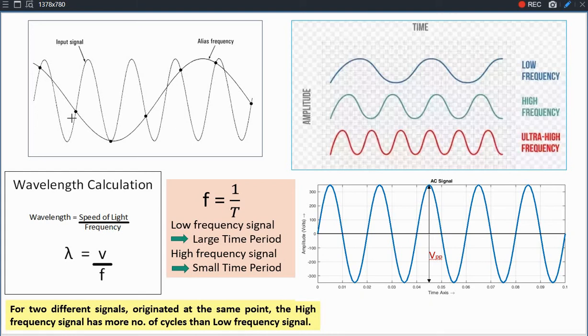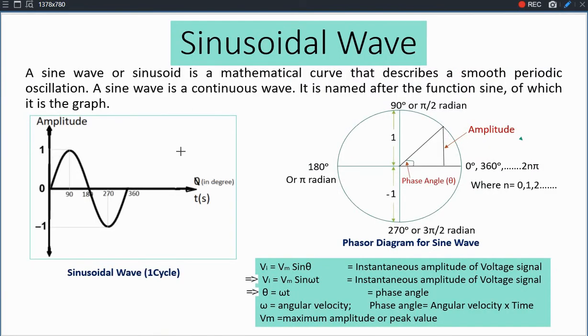Hello everyone. Let us understand the concept of sinusoidal wave. It is very important to understand the pictorial representation of sinusoidal wave in graphical form as well as in phasor diagram form, because all the signals, whether it is audio signal, video signal, low frequency signal just like AC power supply signal, or very high frequency signal, all signals are represented in the form of sinusoidal wave. That's why let us understand what is sine wave.